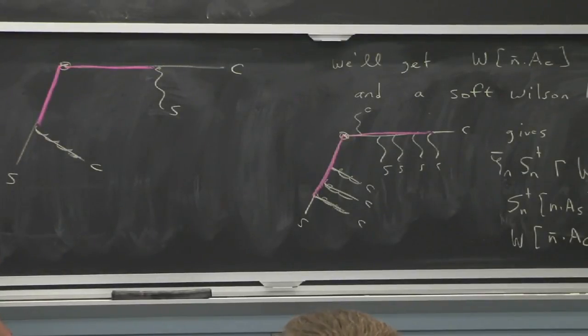Yeah, this guy's power suppressed. You have to define a different lambda for each one or something? It seems like it would. No, it seems like it would just be, like, one over lambda squared.